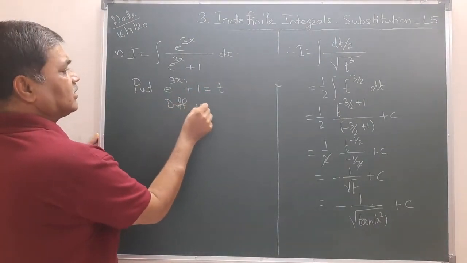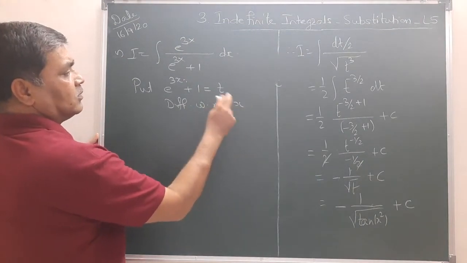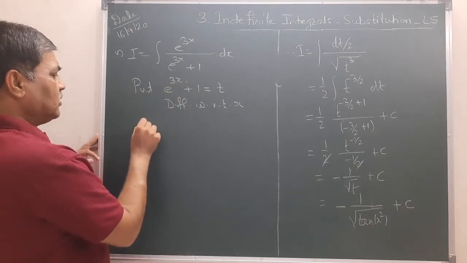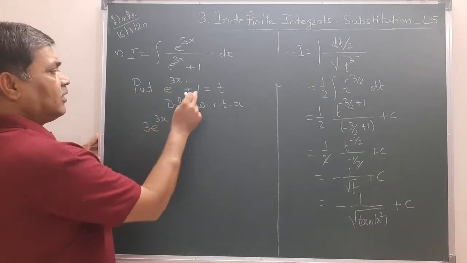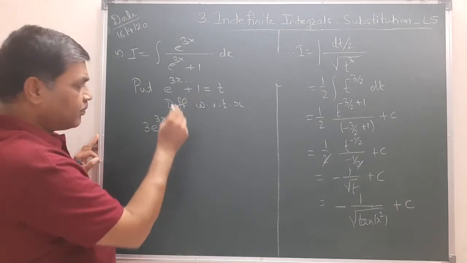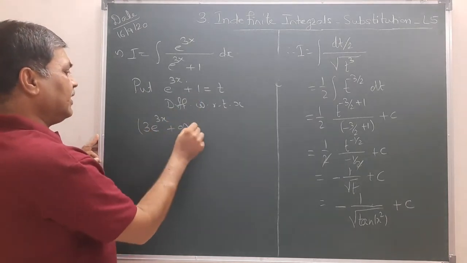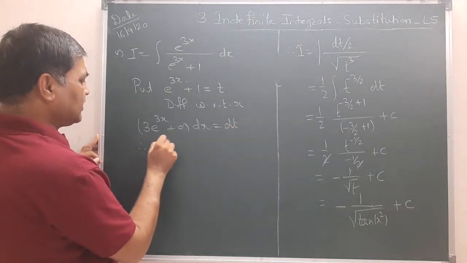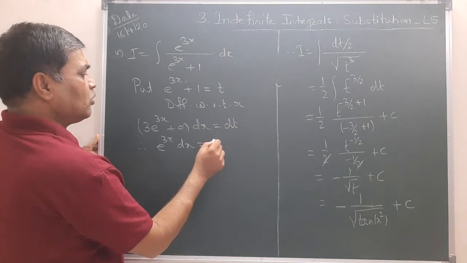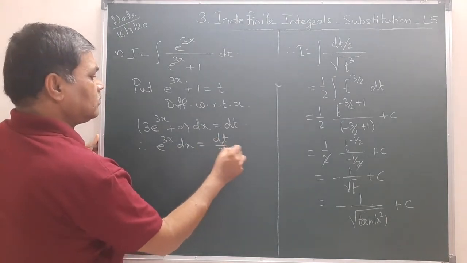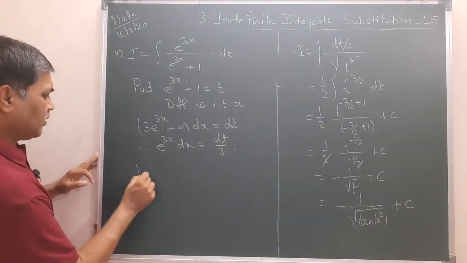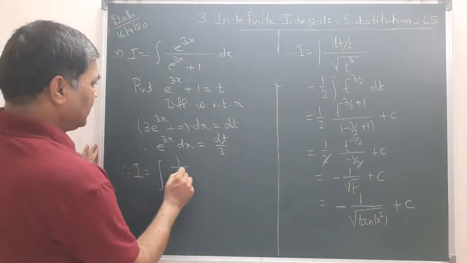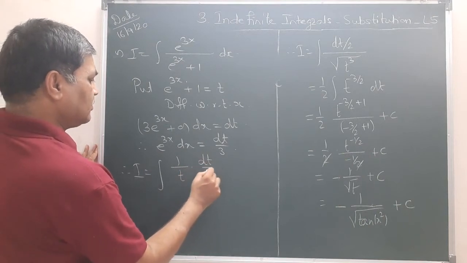Okay, so substitute e raised to 3x plus 1 is equal to t. Differentiating with respect to x, dt by dx, taking dx here: the derivative of e raised to 3x is 3 times e raised to 3x, the derivative of 1 is 0. So 3 e raised to 3x dx is equal to dt, and therefore e raised to 3x dx is equal to dt by 3, and therefore your I will become the integral of 1 upon t dt by 3.